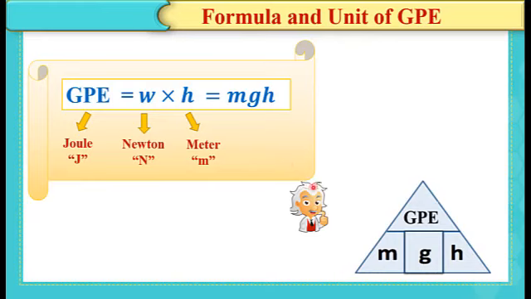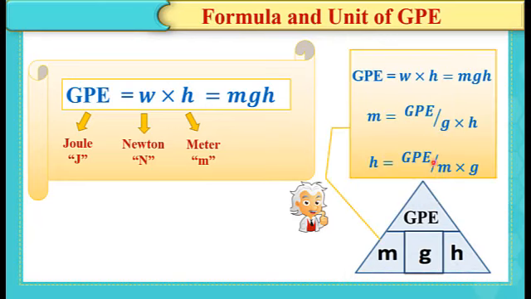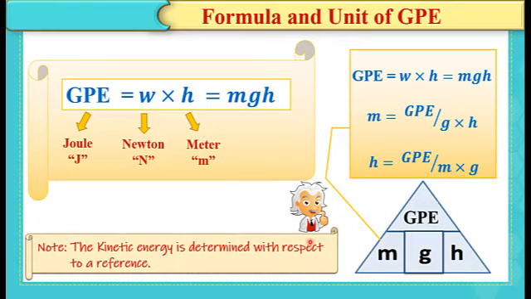Don't forget, using the pyramids of gravitational potential energy, we can calculate any missing factor if we have the other factors. So, gravitational potential energy equals weight multiplied by height, equals mass multiplied by gravity multiplied by height. Also, the mass is equal to gravitational potential energy divided by gravity multiplied by height, and also the height will be equal to gravitational potential energy over mass multiplied by gravity. Note that the potential energy is determined with respect to a reference. This will be seen in the exercises.